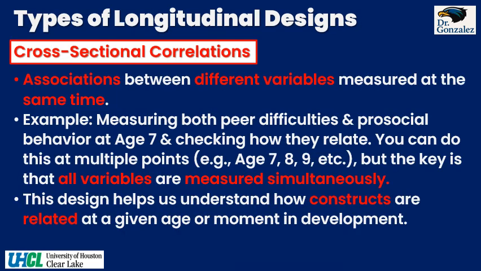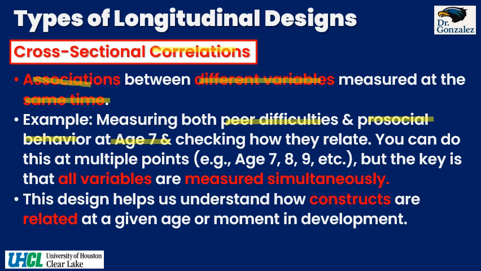So let's talk about a cross-sectional correlation. A cross-sectional correlation is an association between different variables that are measured at the same time. So what I might do is measure two factors here, peer difficulties and pro-social behavior. I'm going to look at age 7 and see how these two things relate. Maybe the child has increased peer difficulties and lower pro-social behaviors.